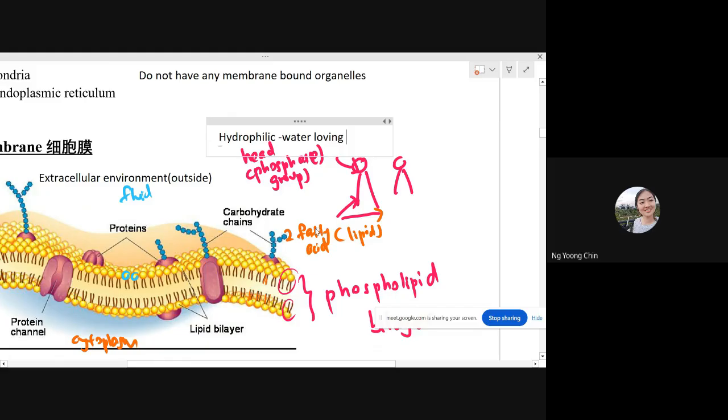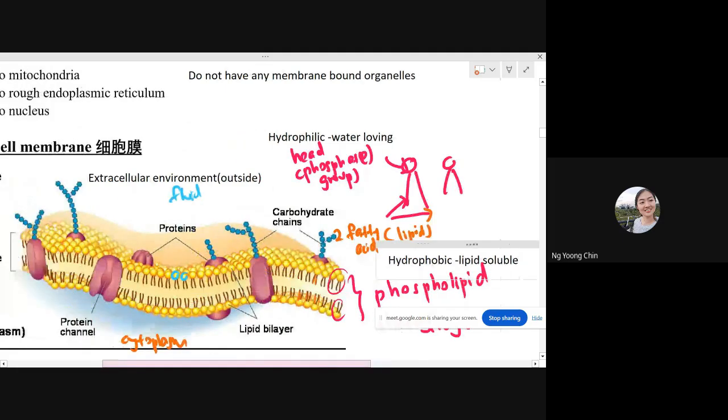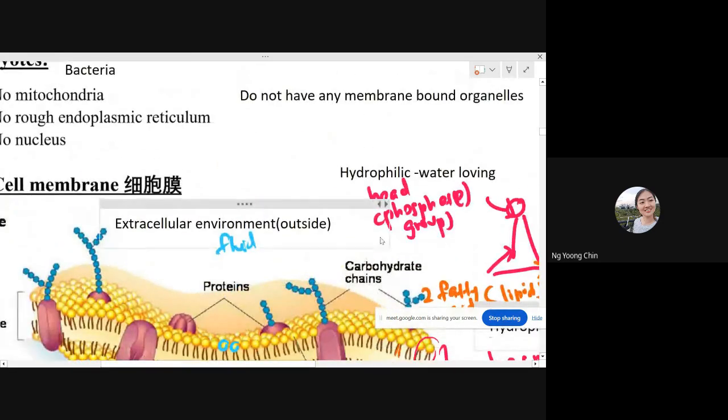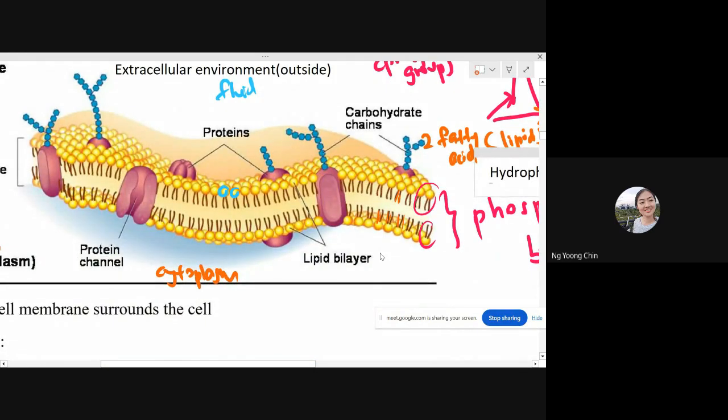So how about the two fatty acid tails? They are hydrophobic. Hydrophobic means they are very scared of the water. They don't like water, they try to avoid water. Hydrophobic means lipid soluble. They prefer lipid, but not water. This is why the two fatty acid tails of the phospholipid are facing inside.